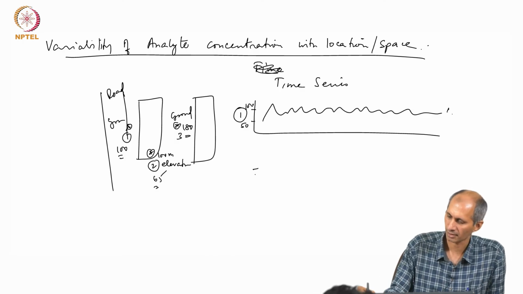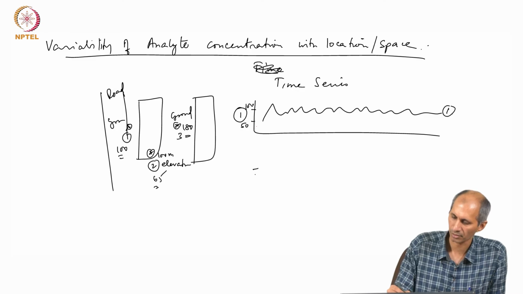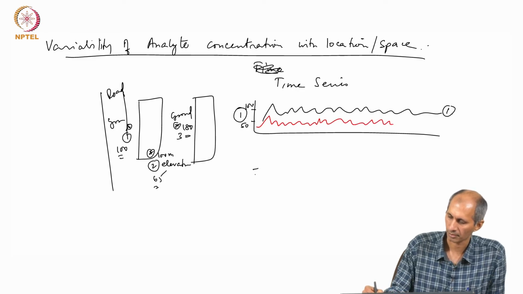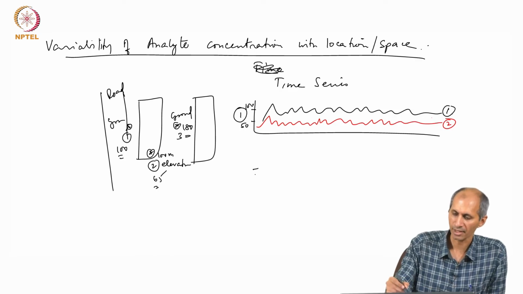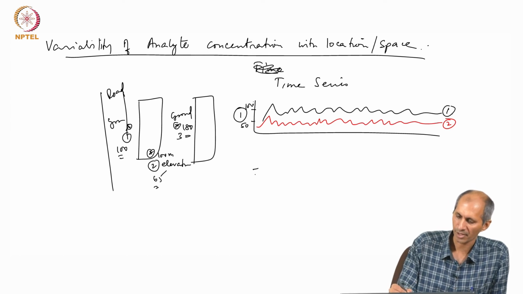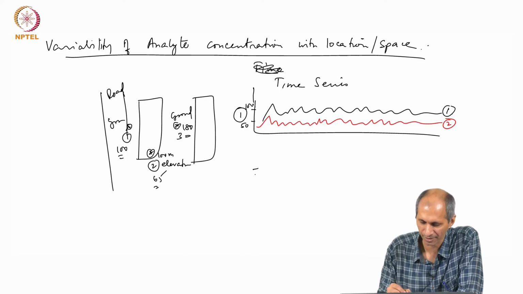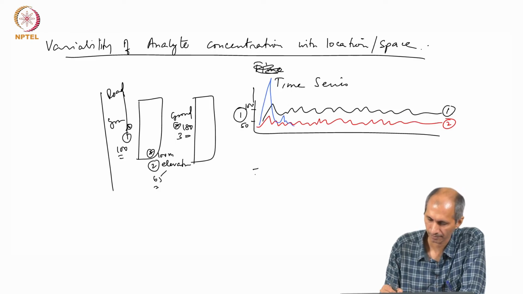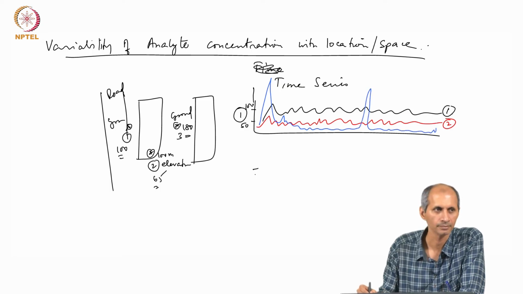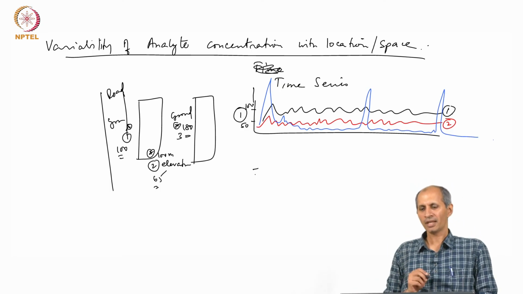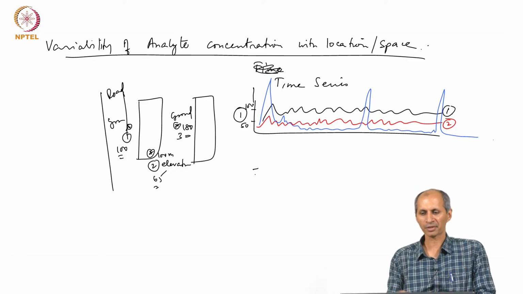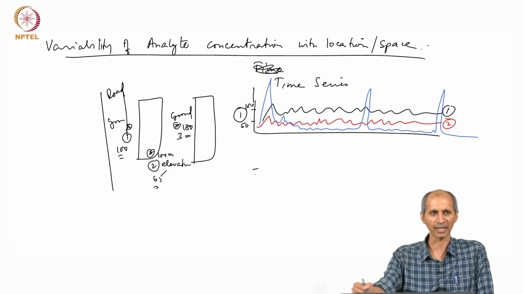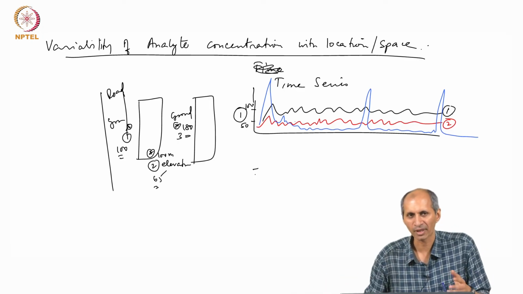This is sampling location 1. I will draw sampling location 2, and then 3. It's quite possible that for 3 I may find this. What does this mean? 3 is low, there are not many sources, but once in a while you suddenly get a big spike. From this kind of data, what inferences can you make?